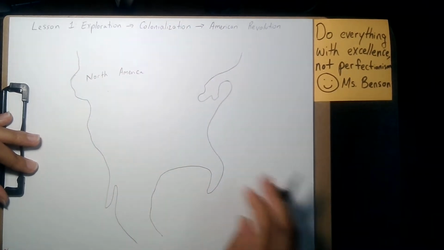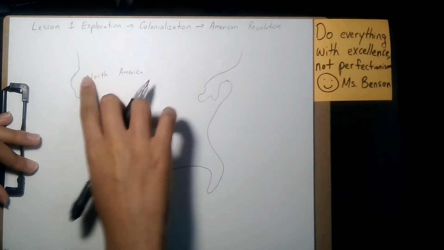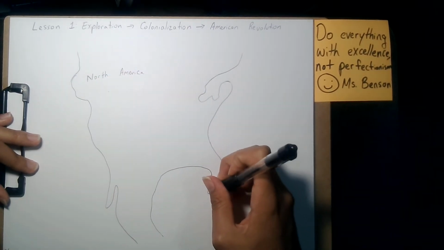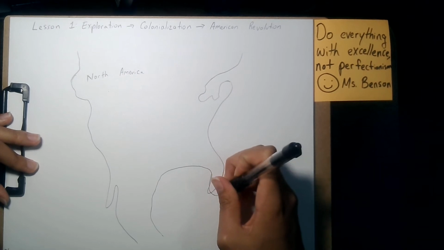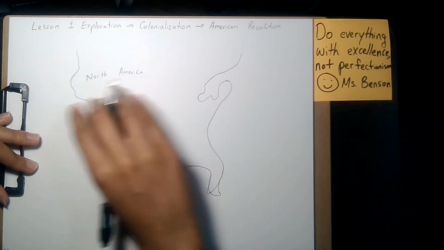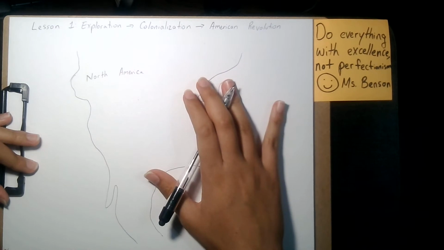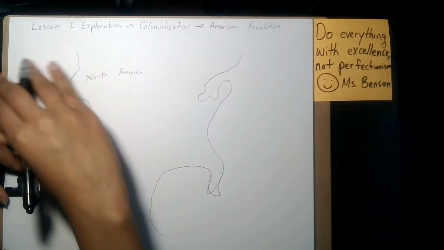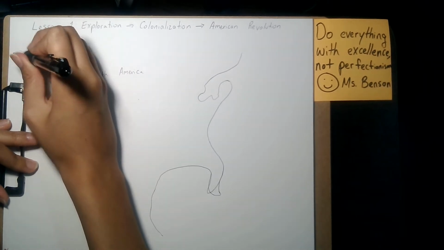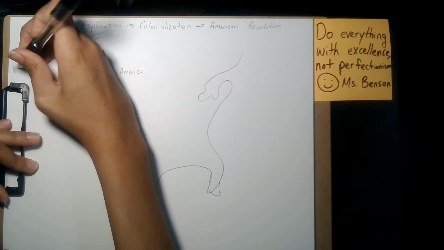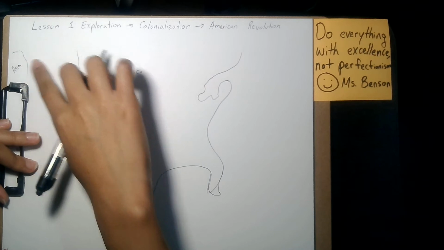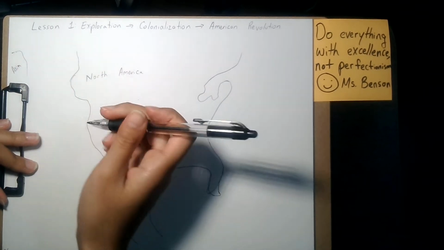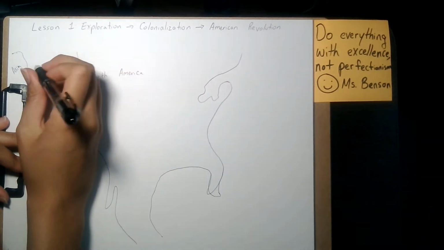Okay. So all of this is a crude representation of what North America looks like today. Well, before it was frozen over and actually connected to Asia over here. And it was frozen over and there was a land bridge, and this land bridge was called the Bering Strait.